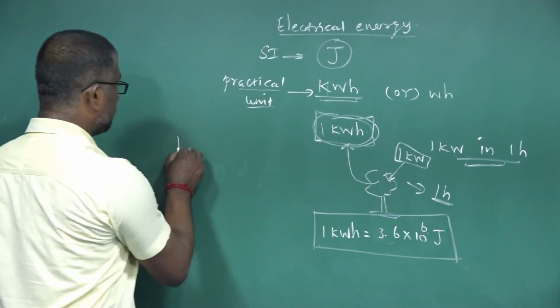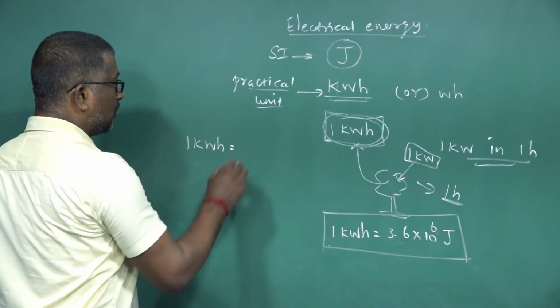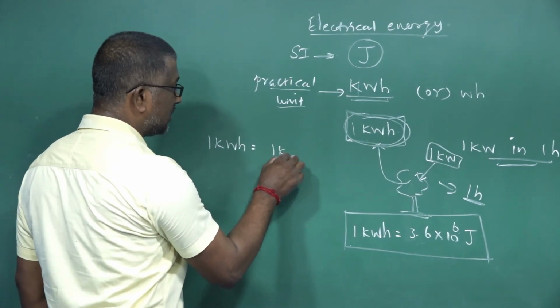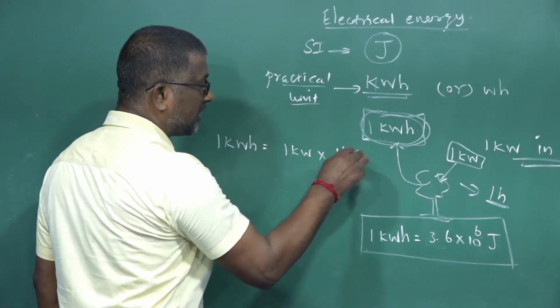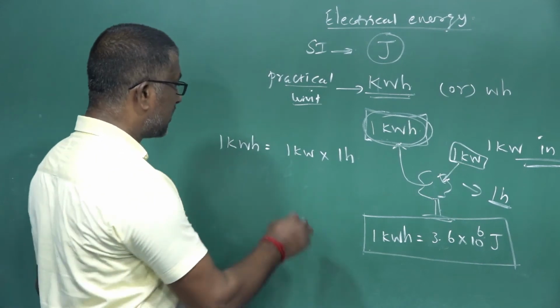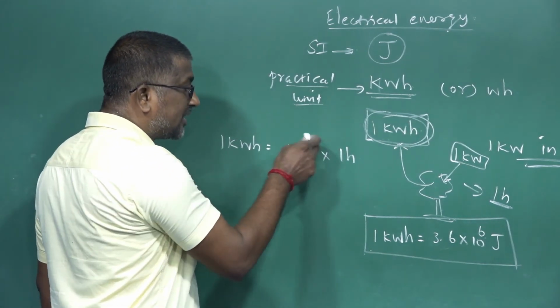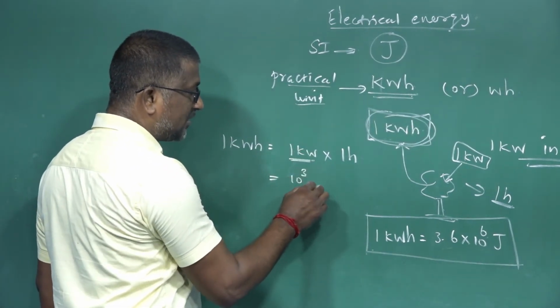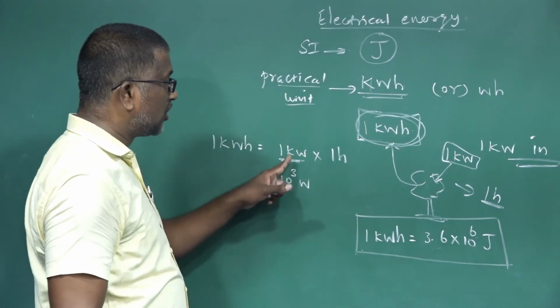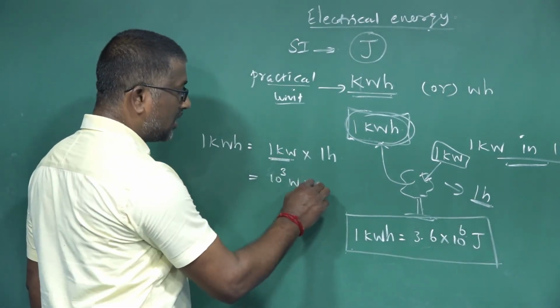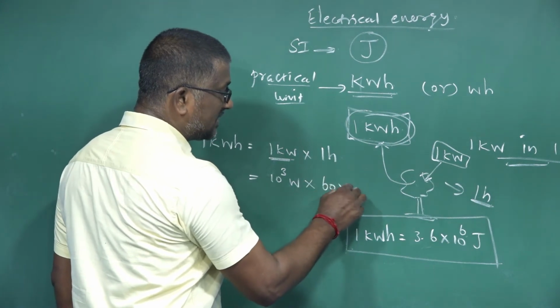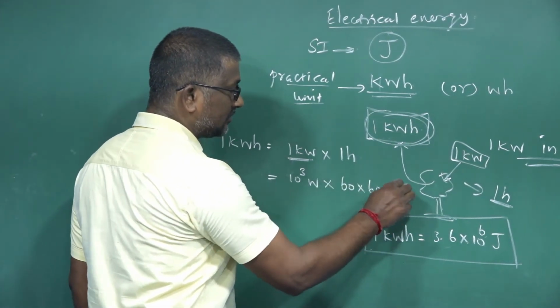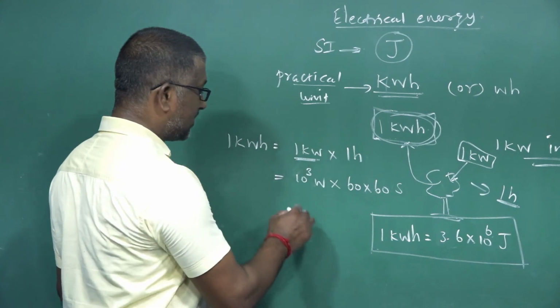This is because 1 kilowatt hour can be written as 1 kilowatt into 1 hour. Already I told 1 kilowatt is equal to 10 power plus 3 watt. 1 kilo is nothing but 10 power plus 3. 1 hour is equal to 60 into 60 second.